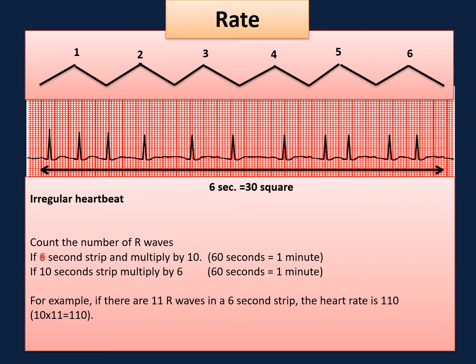If you are using 10-second strips, which is the most commonly used now, you multiply by 6 to make it 60 seconds, which is 1 minute. So it's very easy: just count the R's and multiply by 10 if you are using a 6-second strip, or by 6 if you are using a 10-second strip, and this will give you the heart rate in irregular rhythm.